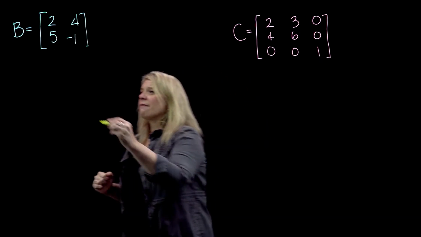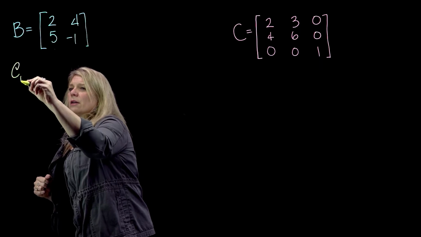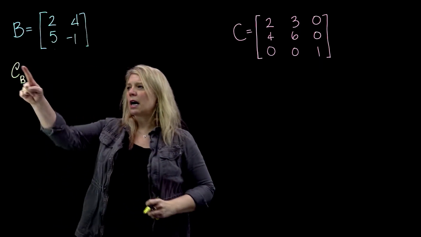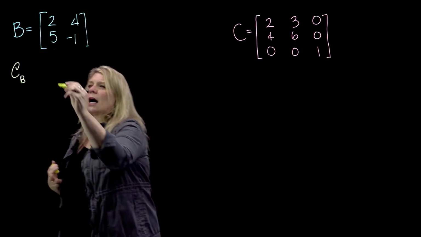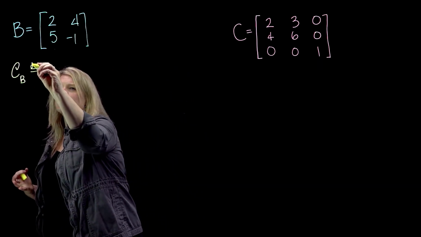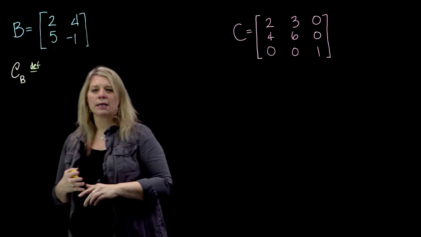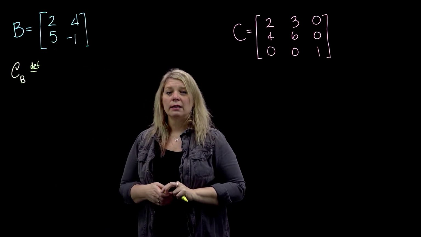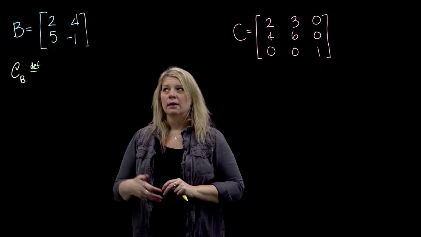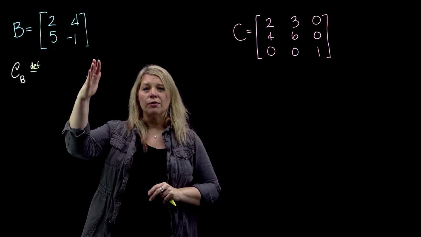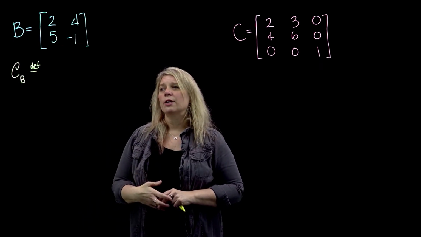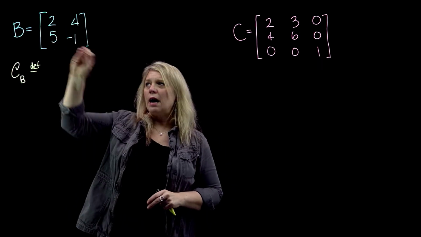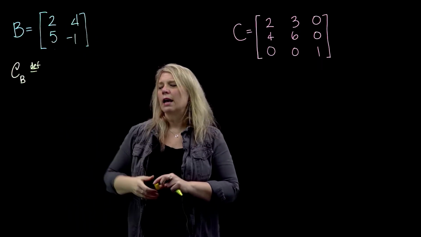All right, so the definition of the column space. The notation I'm going to use here is the column space of the matrix B, column space of B. This is just the definition of column space. It's the set of all linear combinations of the columns of the matrix. So here I have two columns, so the set of all linear combinations of (2, 5) and (4, -1).